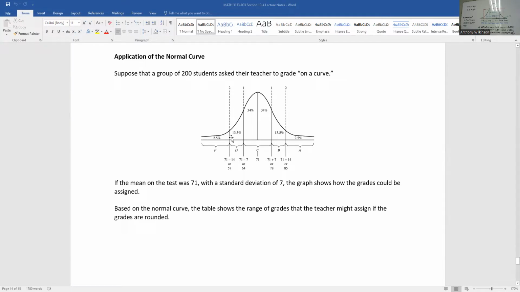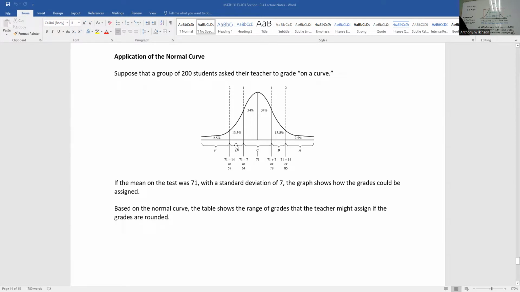And then next would be 2 standard deviations from the mean. Okay. Subtract another 7 from 64, you'll get 57. Add another 7 to the 78, you'll get 85. Okay.